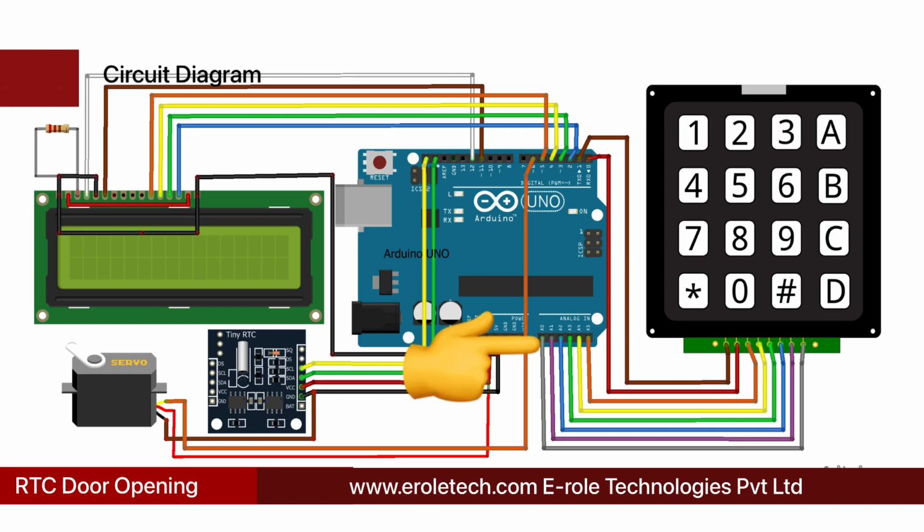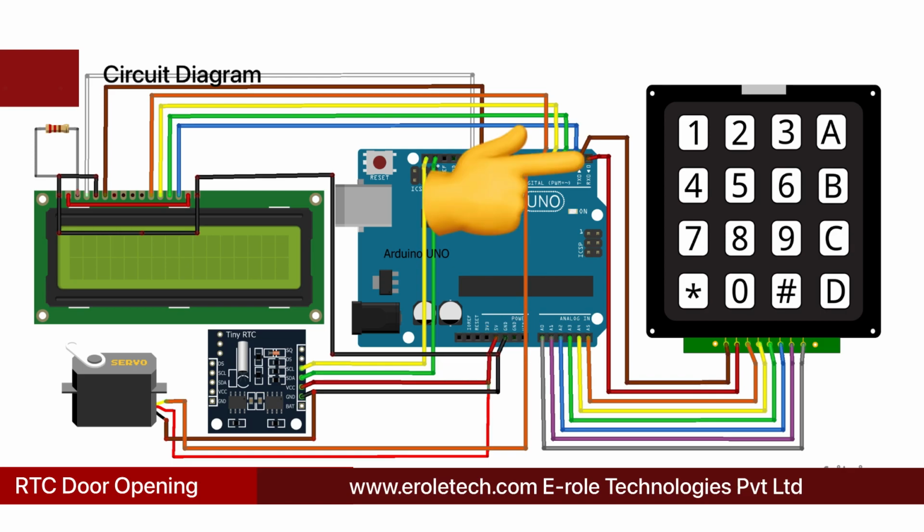We have connected row 1 of keypad with pin 0 of Arduino, row 2 of keypad with pin 1 of Arduino, row 3 of keypad with pin 2 of Arduino, row 4 of keypad with pin 3 of Arduino. We have connected column 1 of keypad with pin 4 of Arduino, column 2 of keypad with pin 5 of Arduino, column 3 of keypad with pin 0 of Arduino, column 4 of keypad with pin number 1 of Arduino.